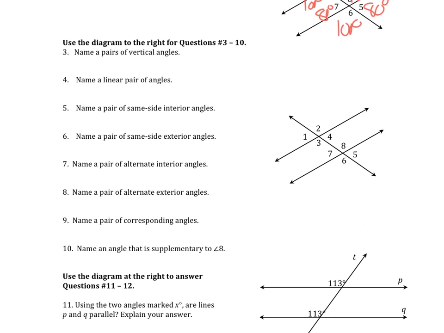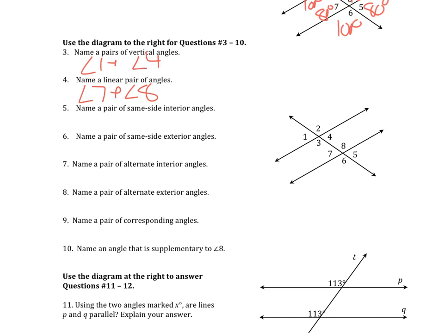All right, number 3 through 10, we're going to look at our diagram here. So a single pair of vertical angles, there's a bunch of them. I'm going to say angle 1 and angle 4. Linear pair, two angles that are next to each other. Again, there's quite a few of them. I'm going to say angle 7 and angle 8. Remember, in a linear pair, they have to be next to each other.